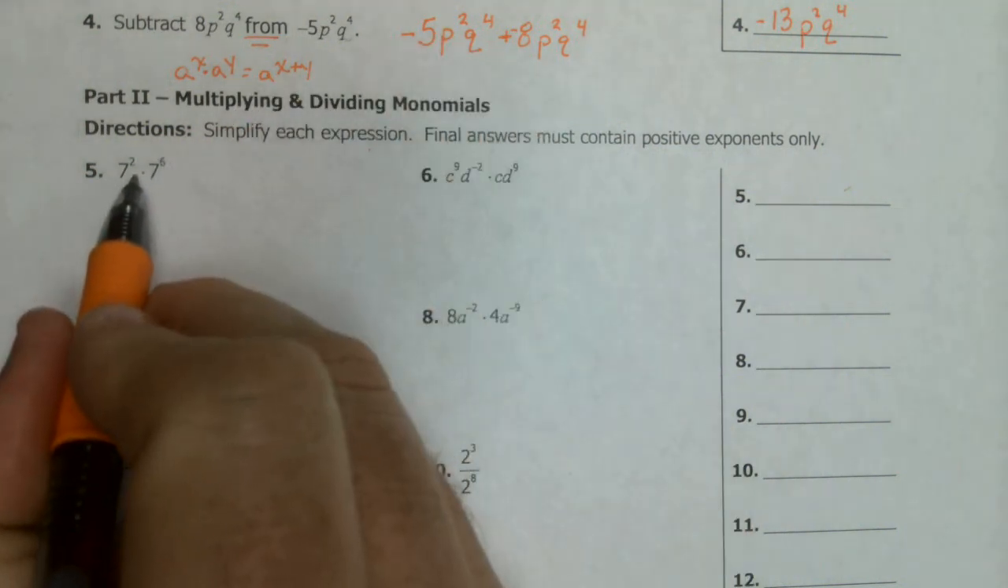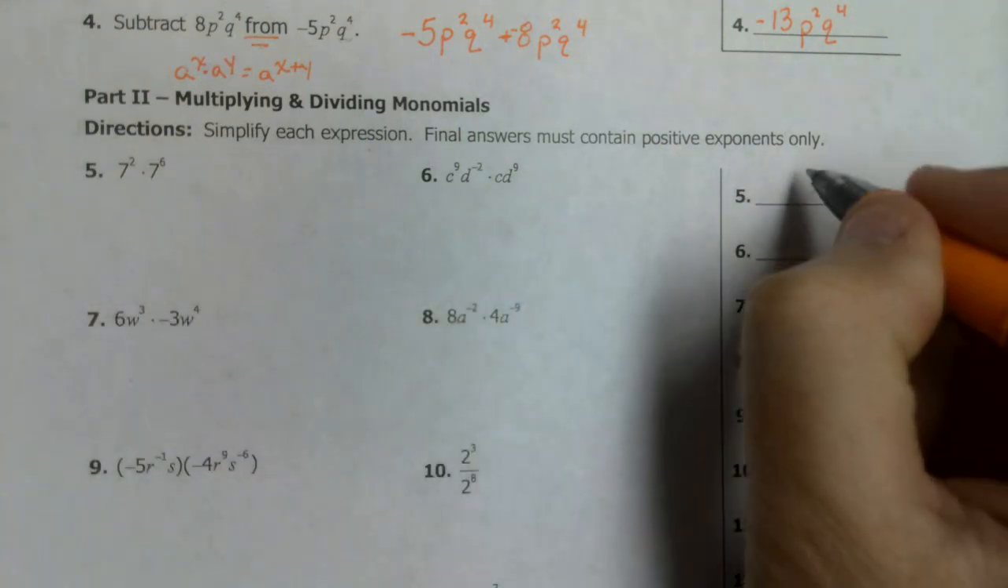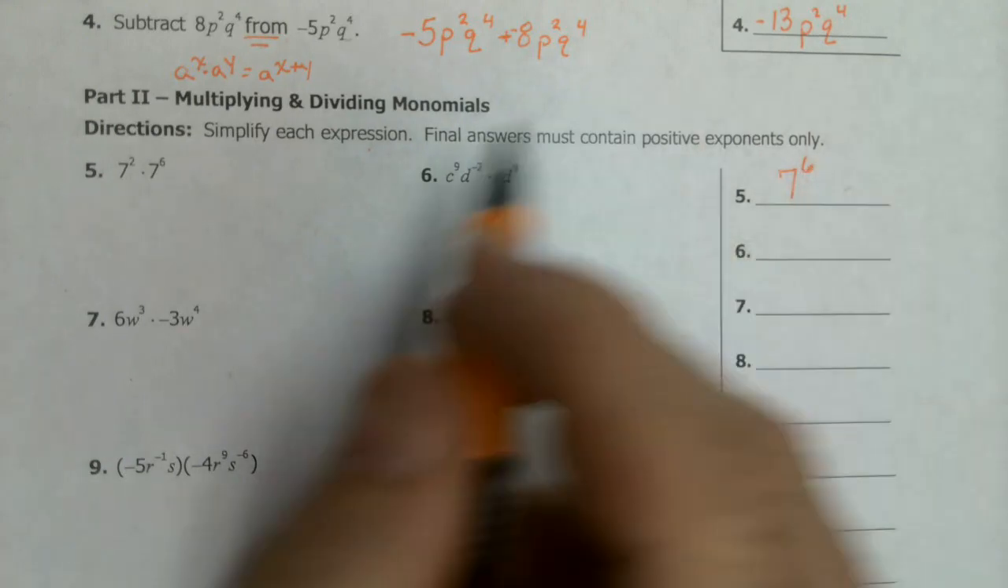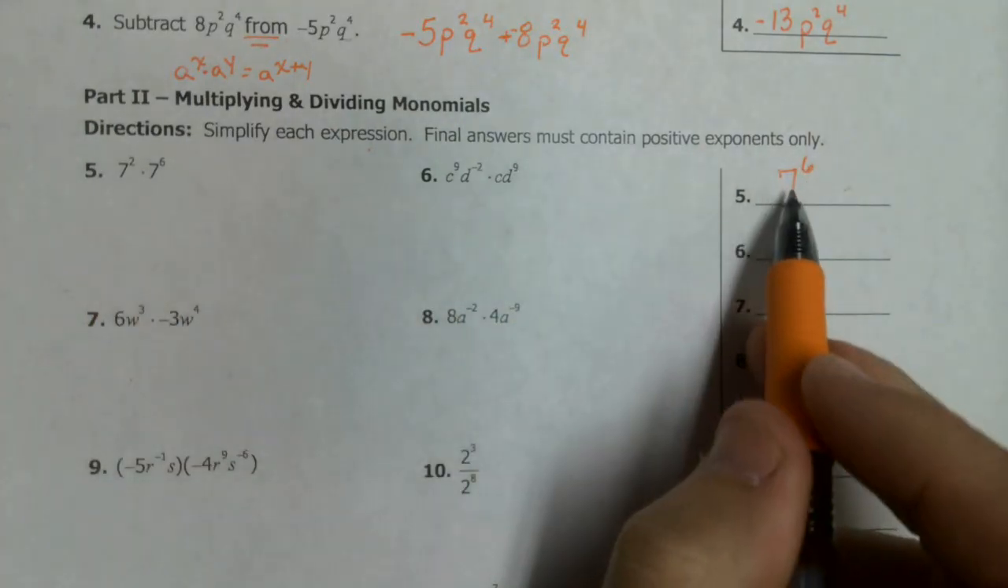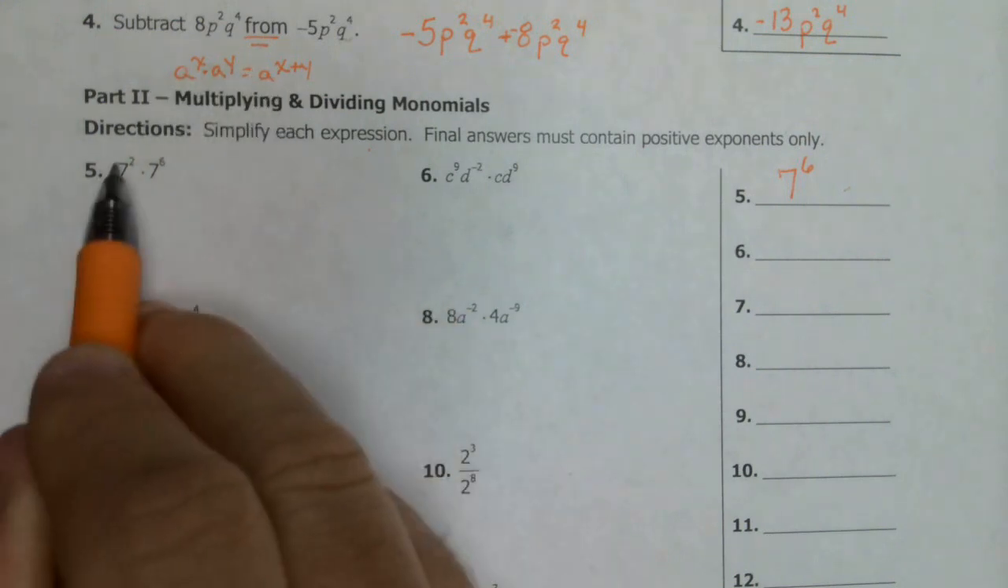So for example, on number 5, when I'm multiplying and the base is the same, I keep that base and I add those exponents, 2 plus 6. The common mistake that I saw there, for those who missed it, was they wanted to make that 49. We're not multiplying a times a. The base doesn't get multiplied.